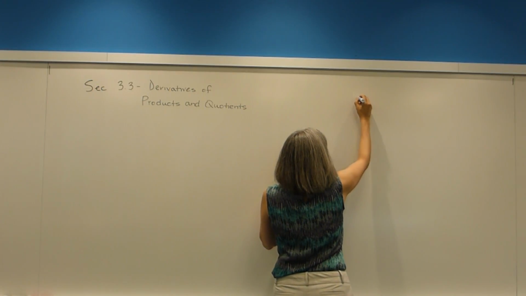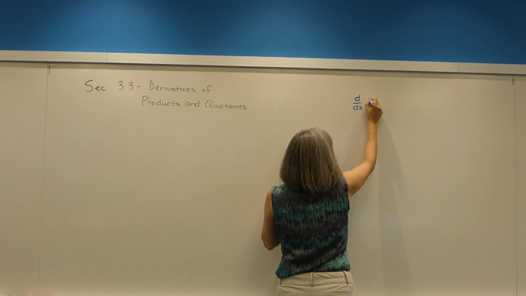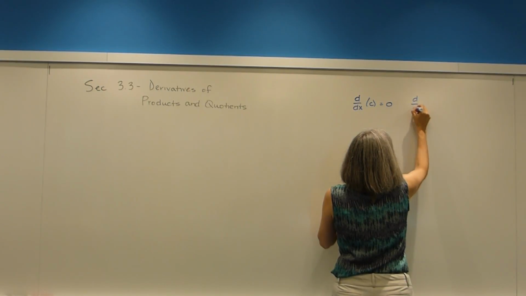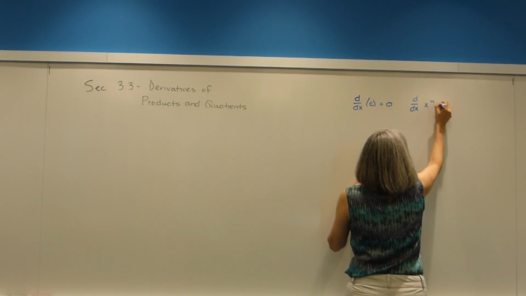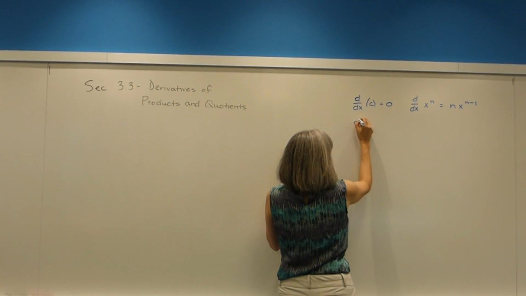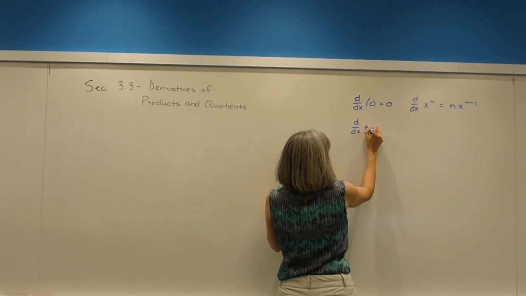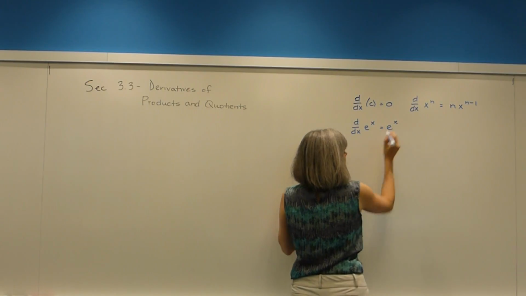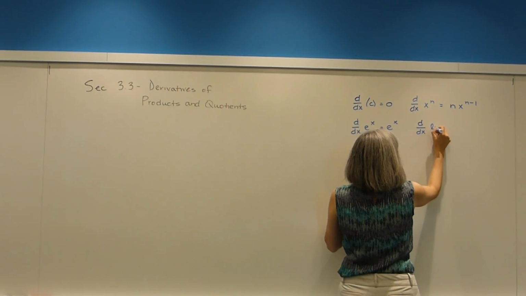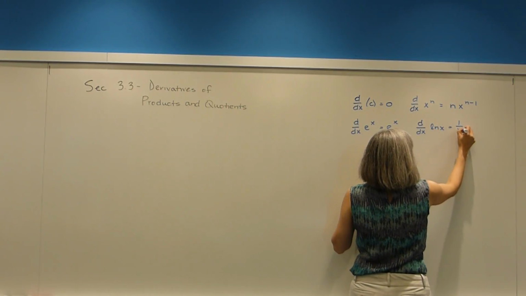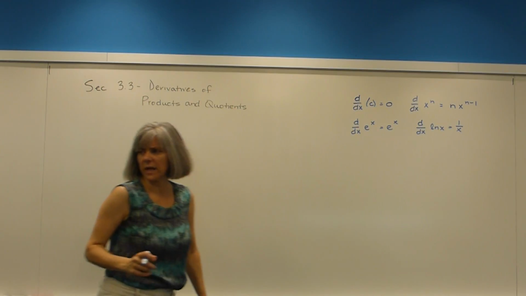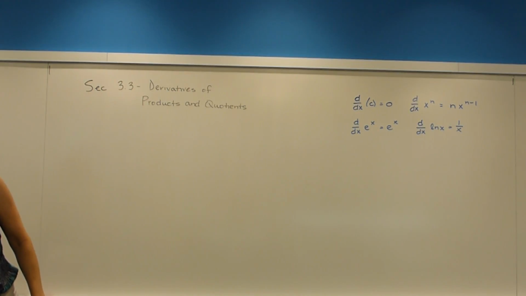So we know that d/dx of a constant is 0. We know the power rule, taking the derivative of x to the n is just n x to the n minus 1. We know that taking the derivative of e to the x is just e to the x. And lastly, taking the derivative of ln x is just 1 over x. And of course, we'll have correction factors for these if they're in a different base. But we'll not worry about that so much for now.